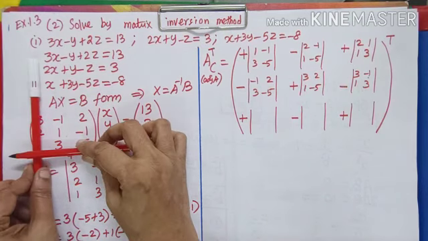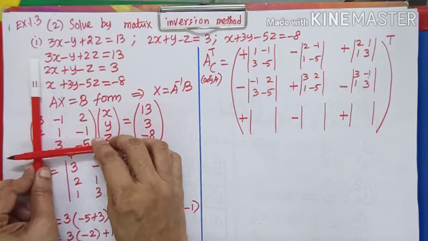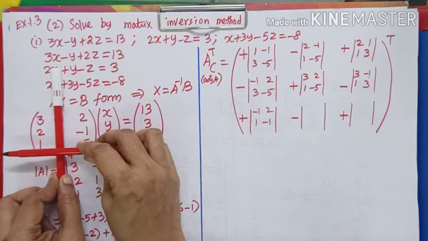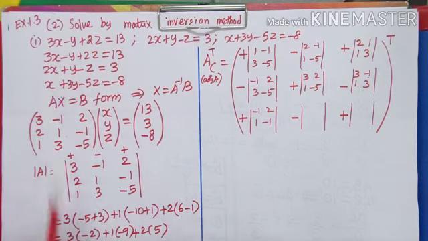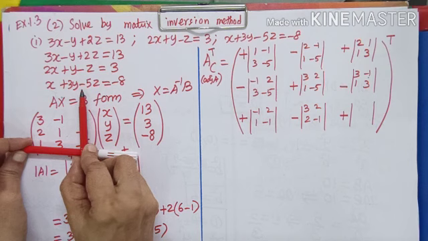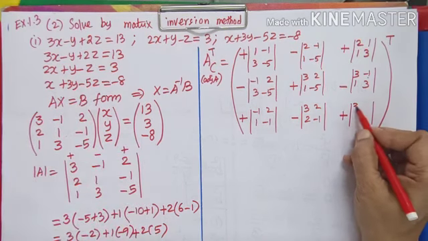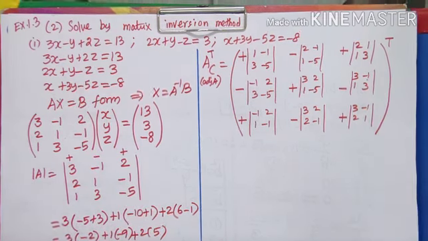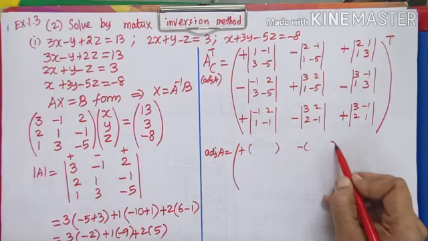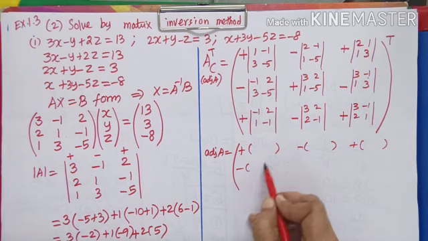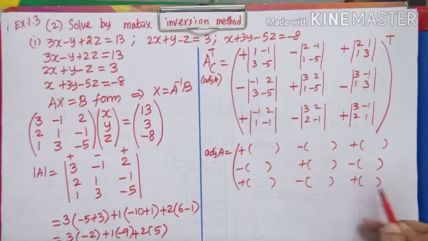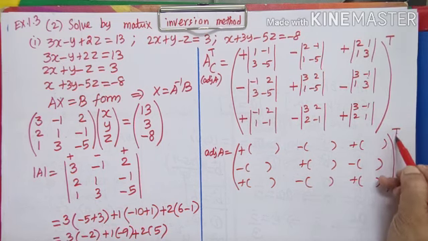Now third row, first column. Minus 1, 2, 1, minus 1. Third row, second column. 3, 2, 2, minus 1. Third row, third column. 3 minus 1, 2, 1. To proceed, we again put the symbols plus, minus, plus; minus, plus, minus; plus, minus, plus, the whole transpose.